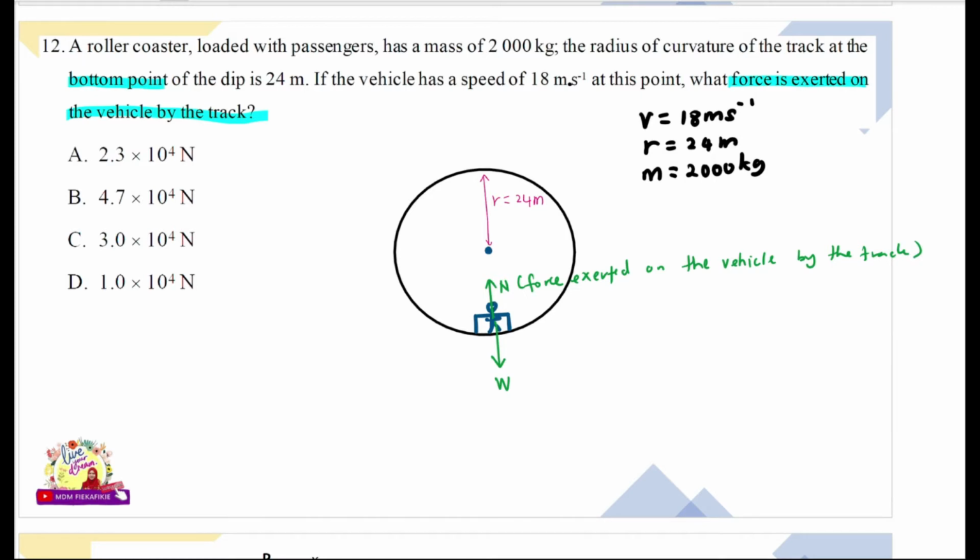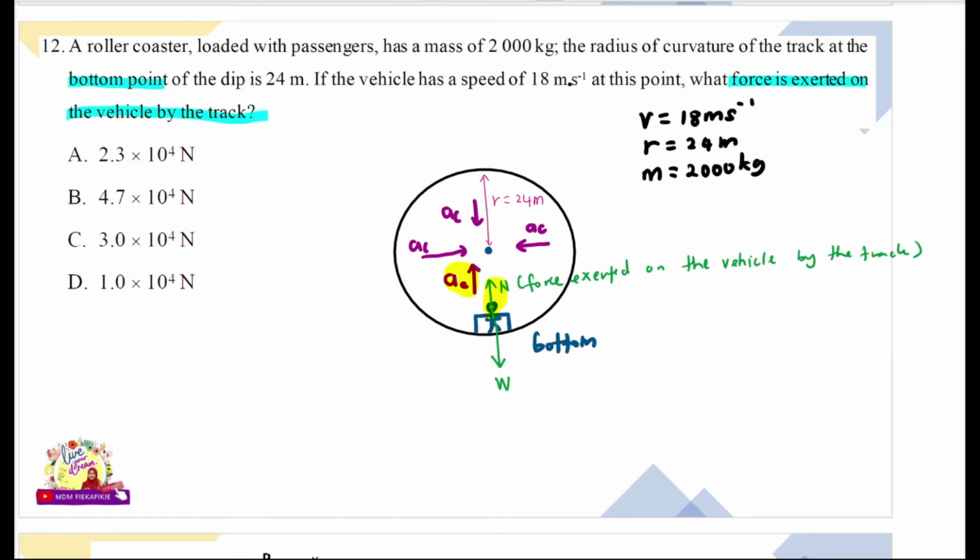Okay, and saya selalu ingatkan awak untuk lukis kecil saja. Okay, you already know that the direction of centripetal acceleration is always towards the center of the circular path. Okay, so you can see here, okay, at this point, soalan kata kat mana tadi? At the bottom point of the dip. Okay, you can see here that the direction of the normal force is the same direction as the centripetal acceleration.